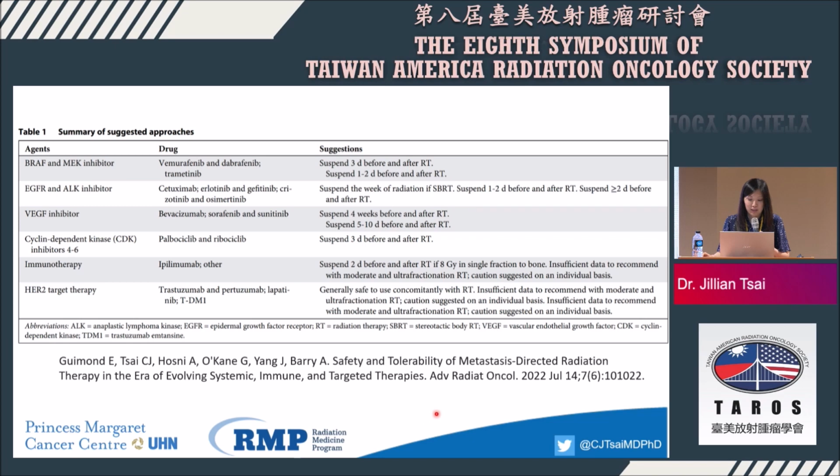This is published in Advances in Radiation Oncology. It's free, it's open access, so everyone can download the article and the table. I find this very useful.